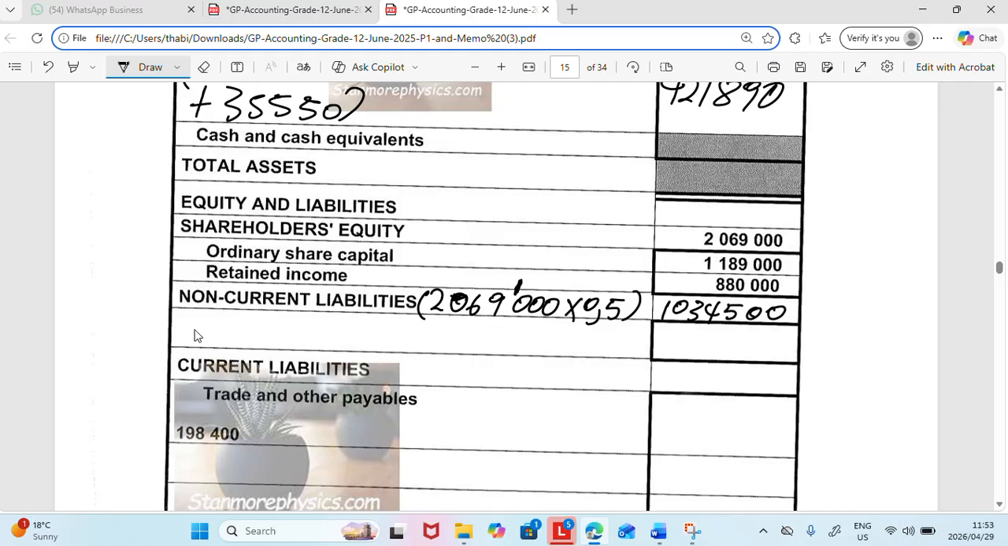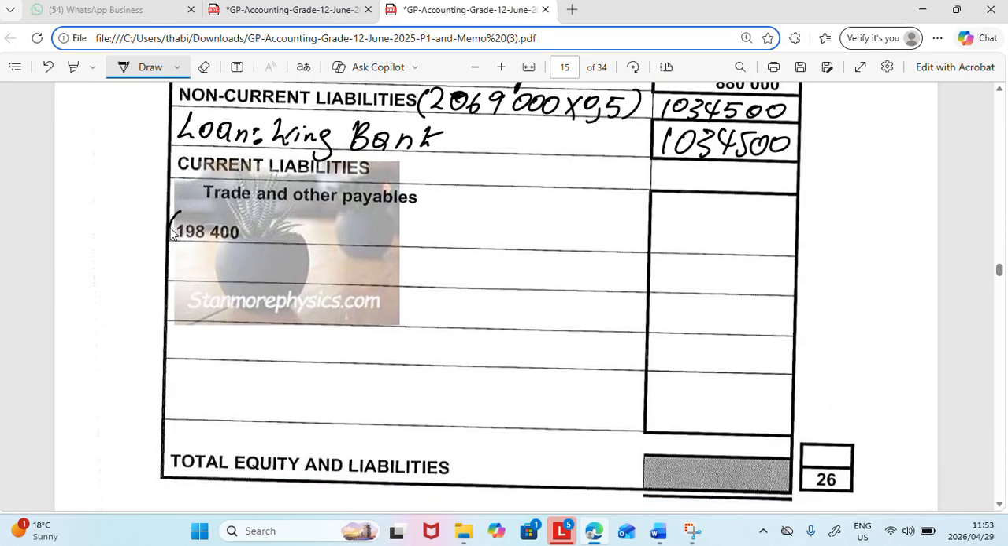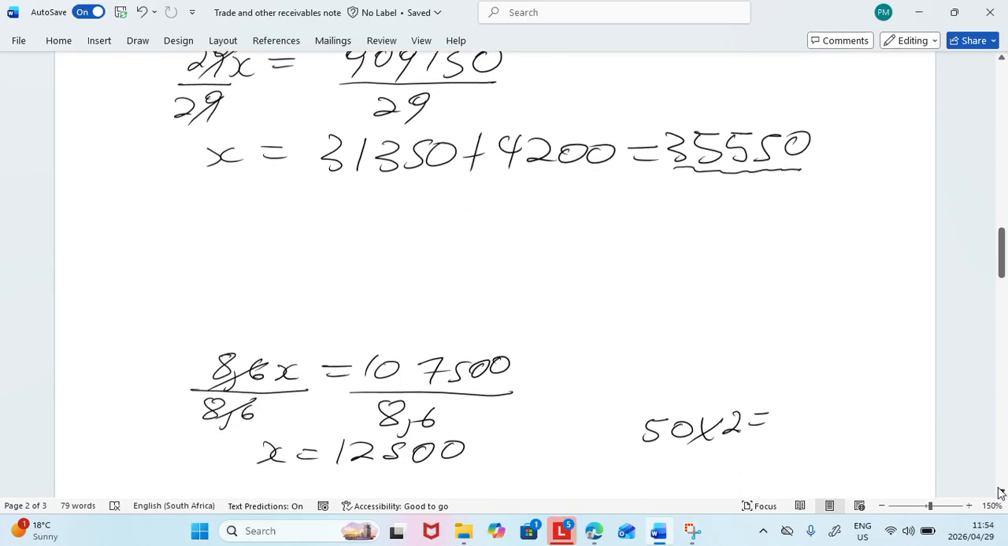After that, you know this non-current liability, we only have a loan. A loan from who? King Bank, which is 1,034,500. Are we clear? So we are done with non-current liabilities. We need to go and calculate our current liabilities. Current liabilities, as you can see, we need to start with trade and other payables. So let me remind you again with items that you need to record on trade and other payables.